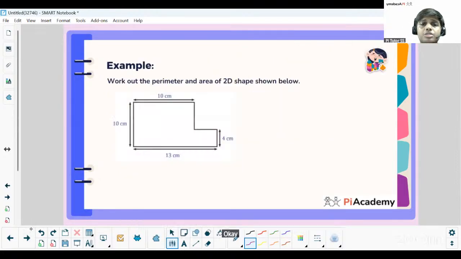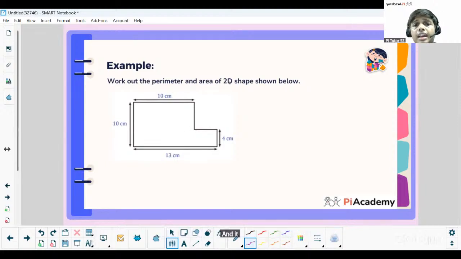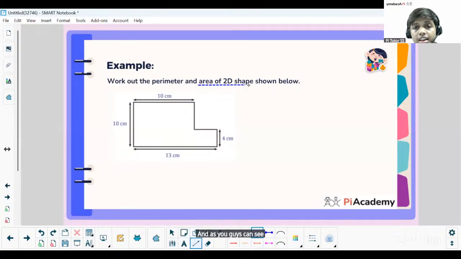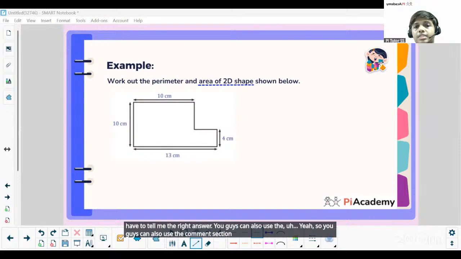Now let us quickly move on to some examples and practice some of the questions together. This is the first question in front of us, and it says: work out the area and perimeter of the 2D shape given below. As you can see here, it is a compound shape. So accordingly, you have to tell me the right answer. You can also use the comment section in order to answer it.